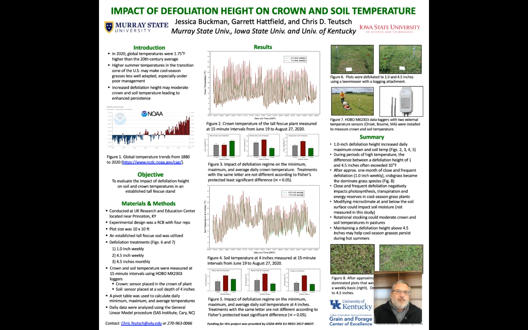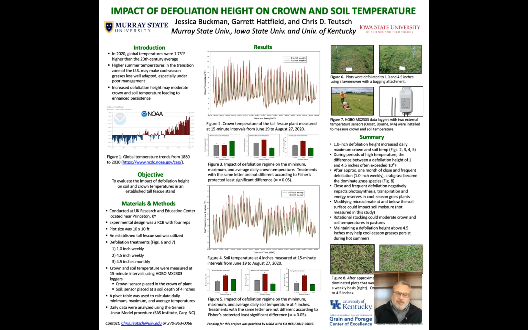Our defoliation treatments were 1 inch weekly, so every week the plot was defoliated to 1 inch, 4.5 inches weekly, or 4.5 inches monthly. We monitored crown and soil temperatures every 15 minutes using data loggers. Our crown sensor was placed in the crown of the plant right at the soil surface. Our soil sensor was placed 4 inches below the soil surface. We used a pivot table to calculate daily minimum, maximum, and average temperatures. And then that daily temperature data were analyzed using the general linear model procedure from SAS.